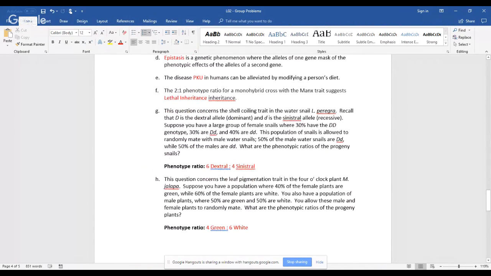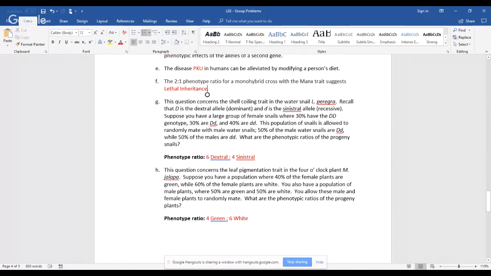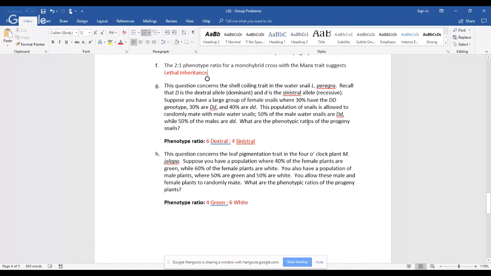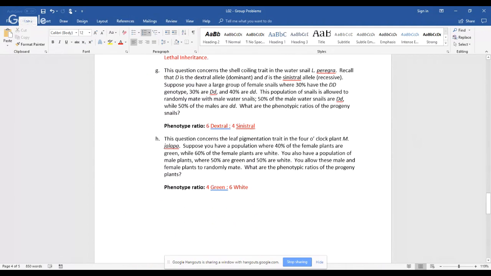The 2-to-1 phenotype ratio for a monohybrid cross, like the Manx, is lethal inheritance. I don't know why it's typed there twice. About the snail coiling, that's the maternal effect. So you just look at the genotypes of the females. So you'd still have 60% dextral and 40% sinistral. So it would be 6 dextral to 4 sinistral, or 3 dextral to 2 sinistral.